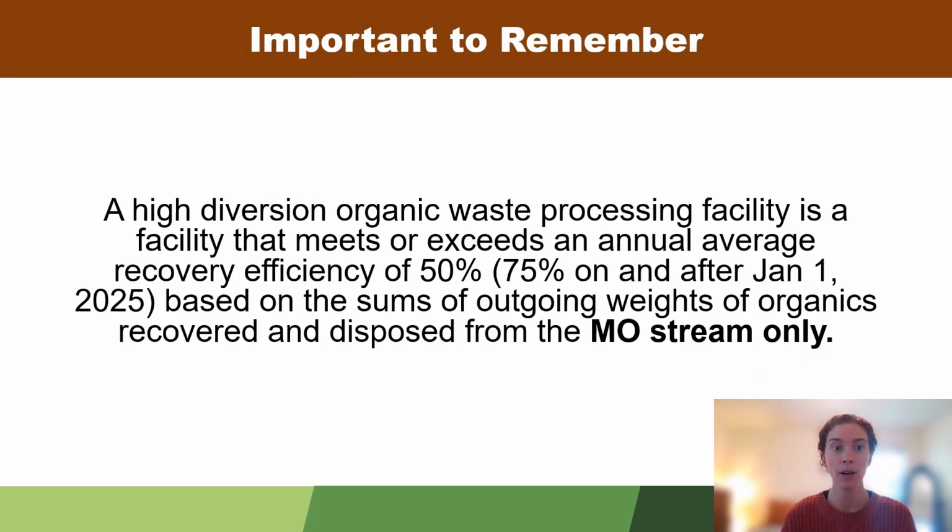It's important to remember a high diversion organic waste processing facility is a facility that meets or exceeds an annual average recovery efficiency of 50%, or 75% in 2025, based on the sums of the outgoing weights of organics recovered and disposed from the MO stream only. For facilities that only receive SSO, CalRecycle won't be evaluating or trying to determine if these facilities are high diversion organic waste facilities, as that only applies to facilities that handle MO.